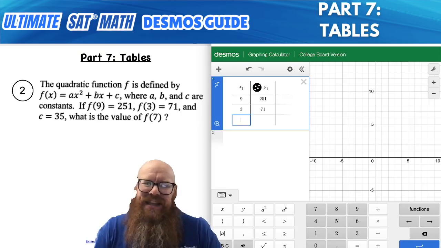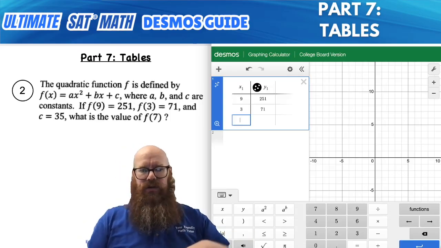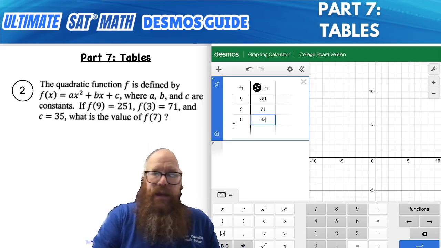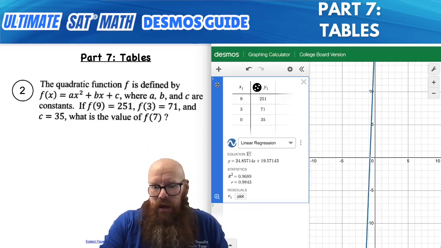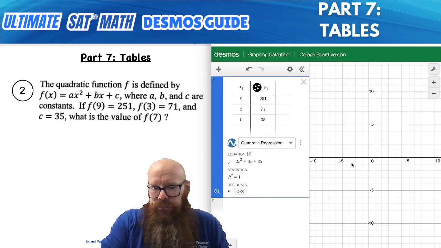They told us that c is equal to 35. We should know that the c value in standard form of a quadratic is the y-intercept. So that just means we have 0, 35. Now we should get our parabola once I change it to quadratic regression.